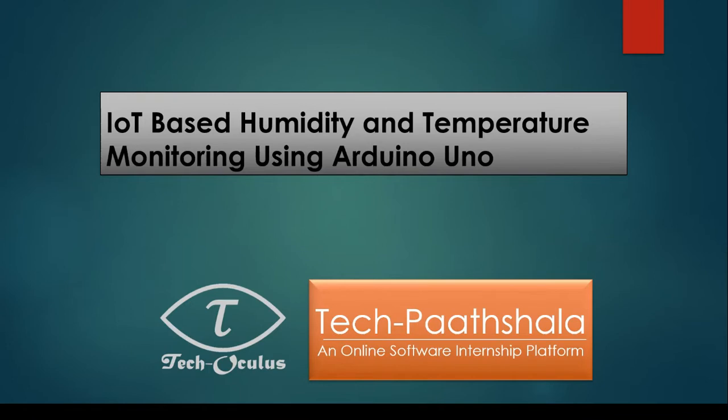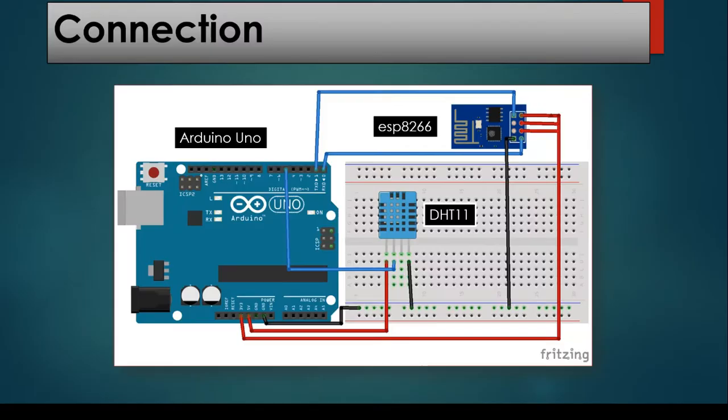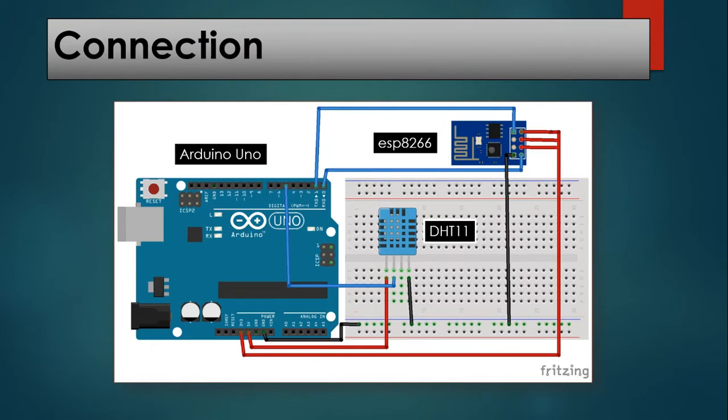In this short video we are going to discuss IoT-based humidity and temperature monitoring using Arduino and ESP8266. Arduino Uno is the MCU. It fetches data of humidity and temperature from the DHT11 sensor, processes it, and gives it to the ESP8266. It is a Wi-Fi module and one of the leading platforms for the Internet of Things. It can transfer data to Firebase for a real-time database.